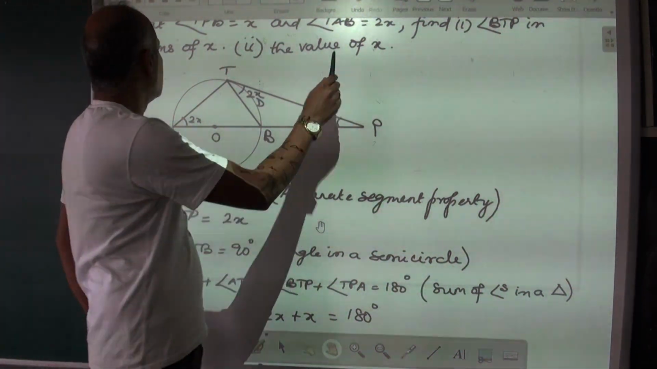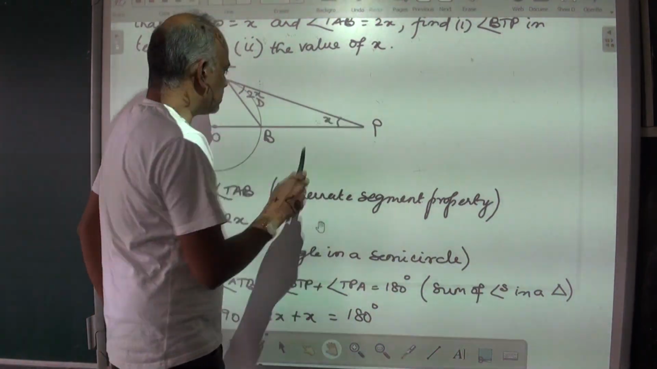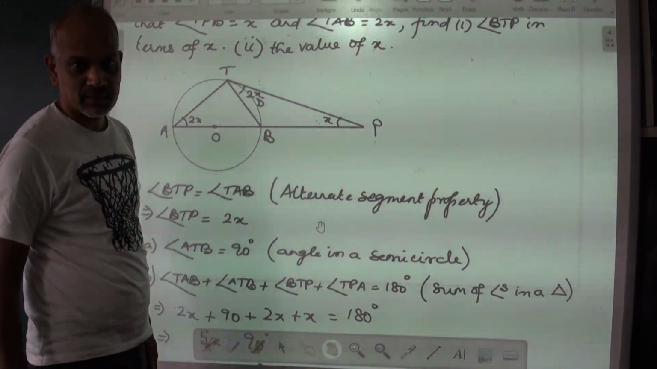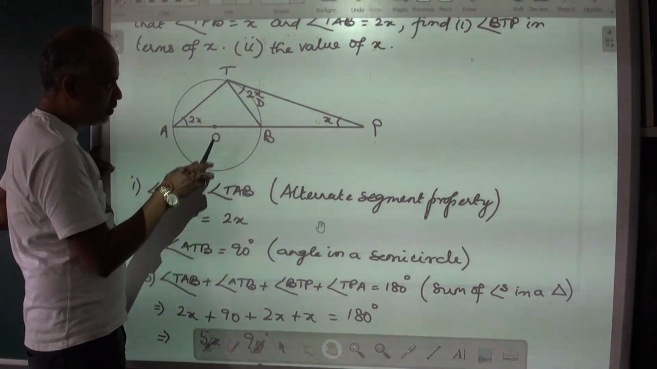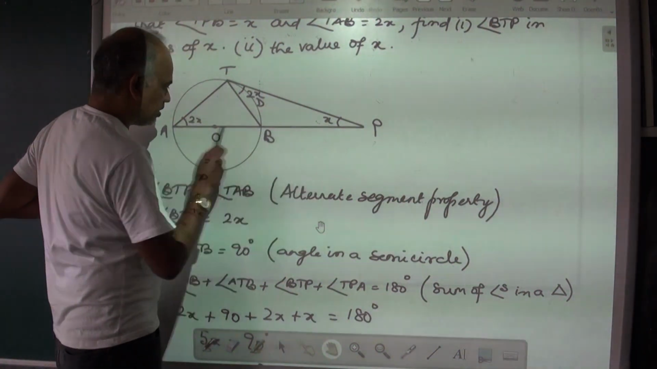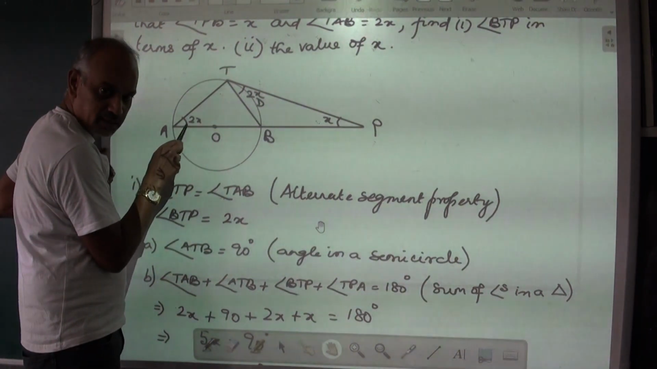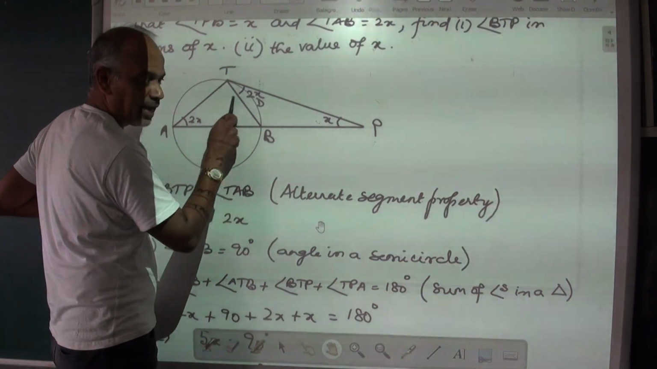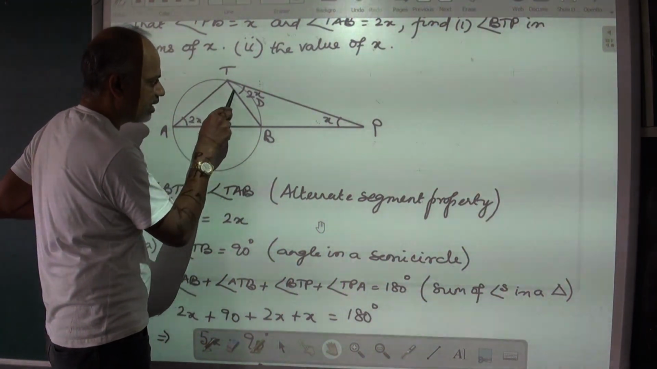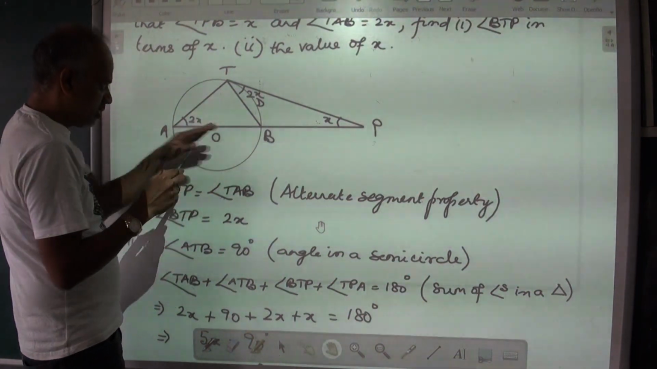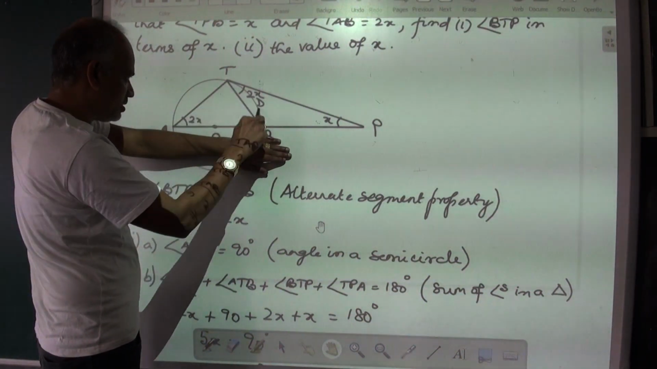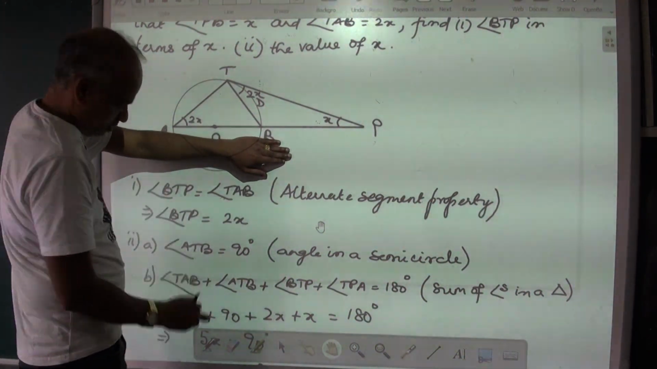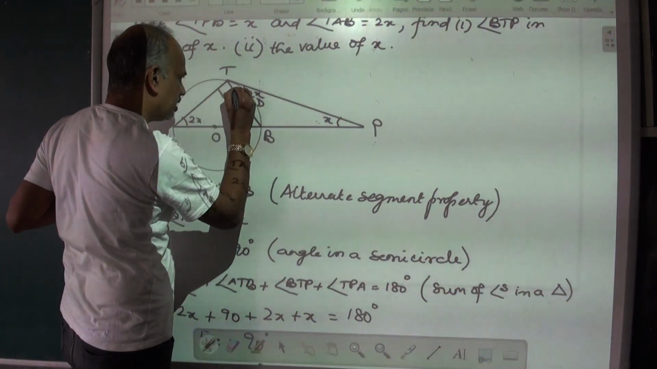That's done. The second question is, you have to find the value of x. X is here, x is here, x is here. You have to find how much is x. For that, what I am going to do is, look at this triangle, ATP. In ATP, you know A is 2x, you know P is x, but for the third angle, you know only part of it. This angle is not known. But if you look at this figure, this is a semicircle and the angle in a semicircle is 90. So this angle must be 90.